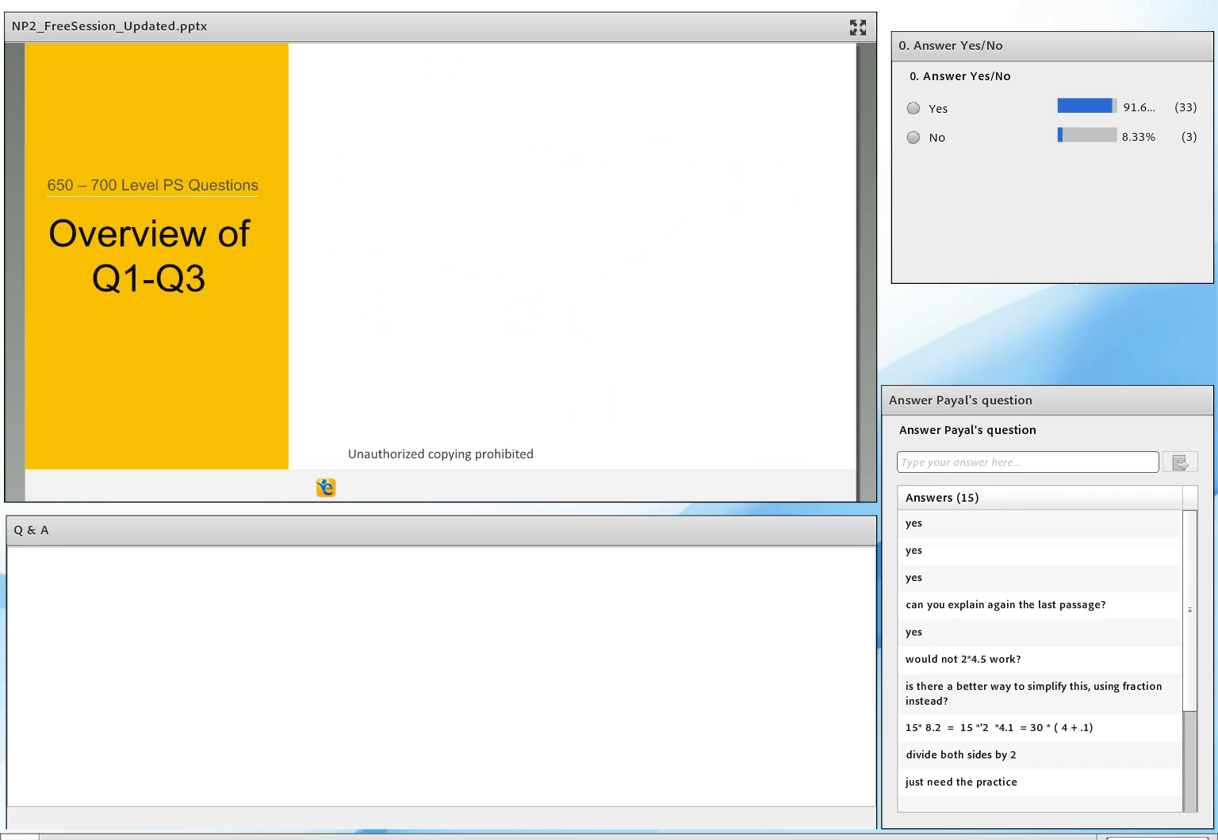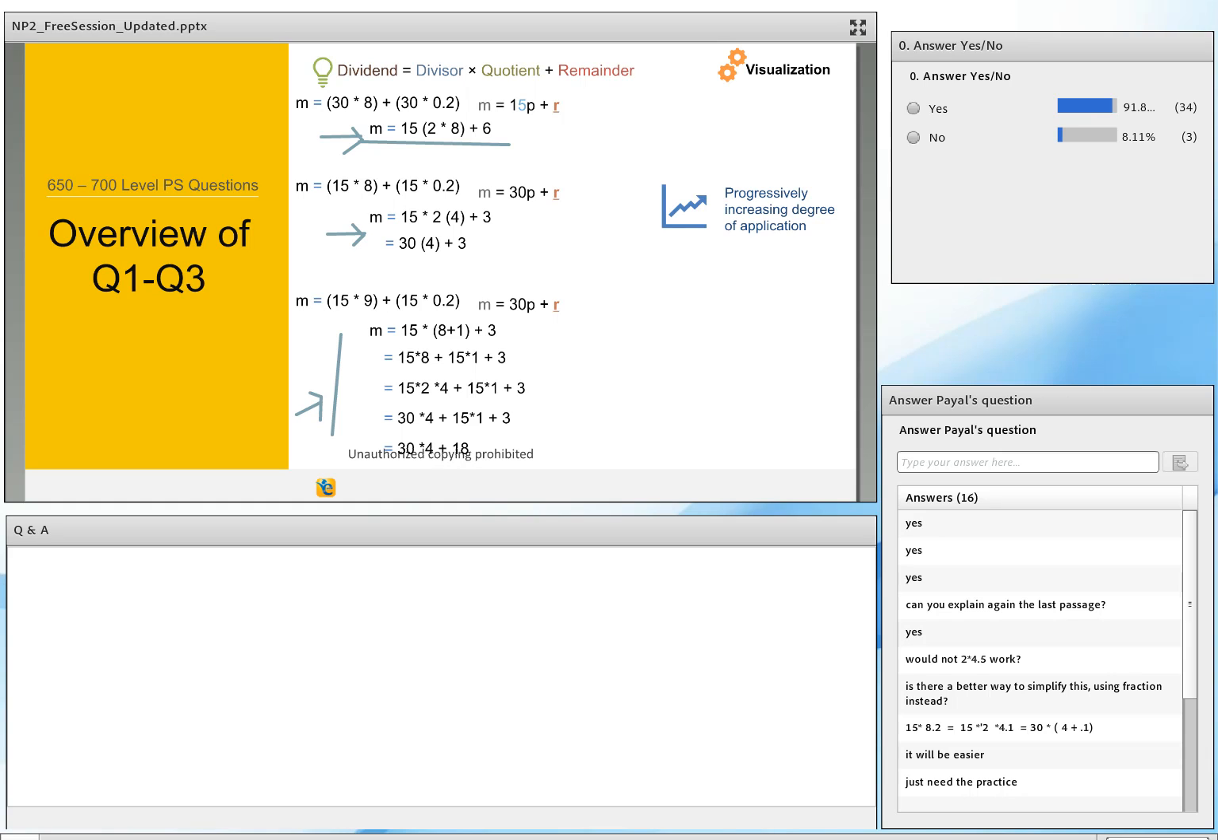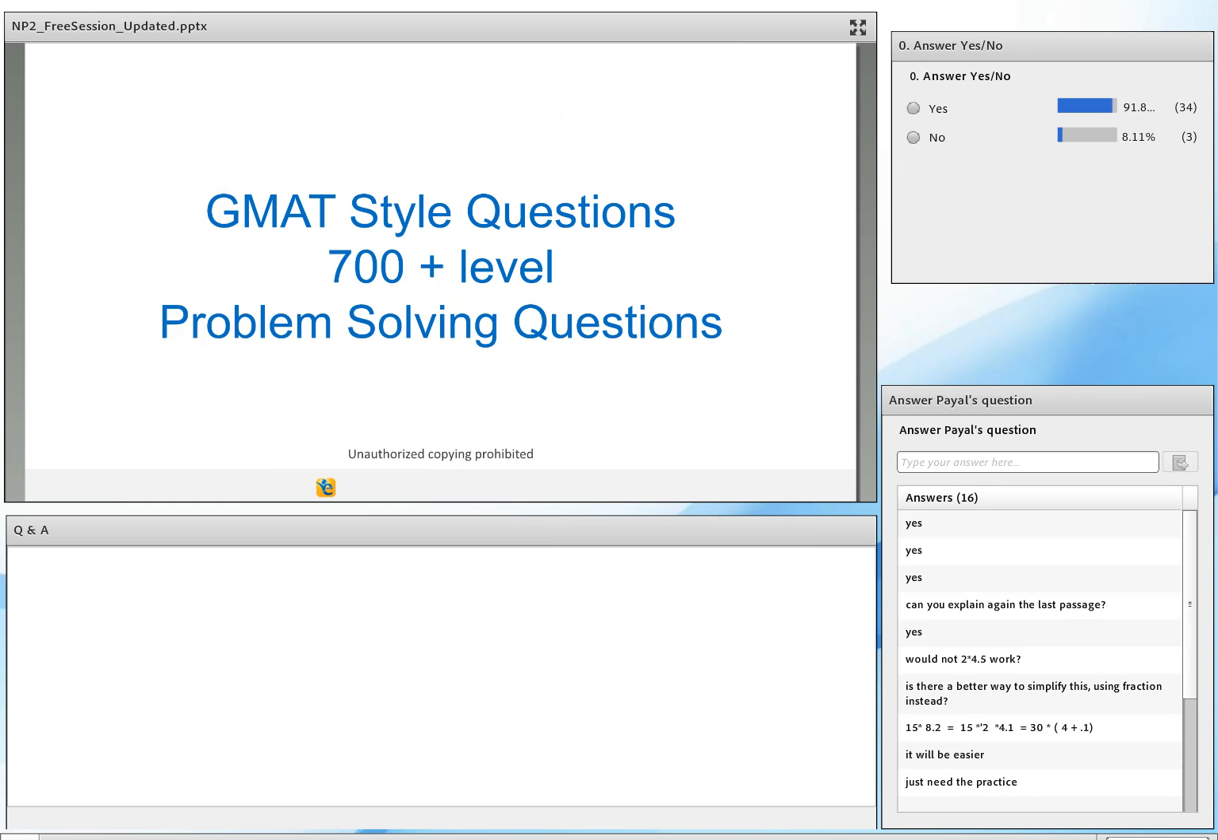Okay. All right. So let's go through our next question. Okay. So we are done with this section here. So let's just do a quick overview of questions 1 through 3. Okay. Progressively increasing degree of application, as I said earlier, right? Now, if you notice, as we went from question 1 to 2 to 3 in this section, you can see that the number of steps of processing progressively increased. There's a single step here, there are 2 steps here, and then here there are more steps, right? And again, logically, everything is the same. It's just that the complexity of application is increasing a little bit, and that's what you need to hone your process skill towards. All right.